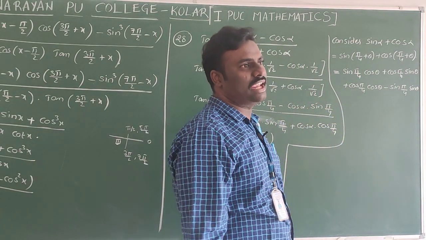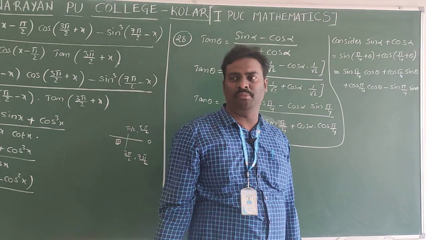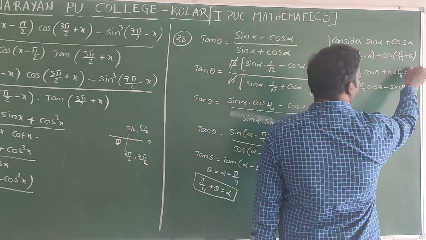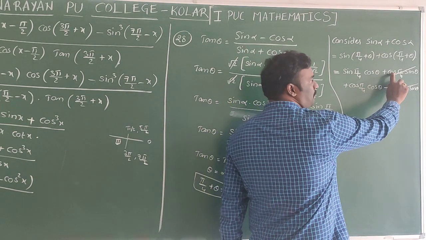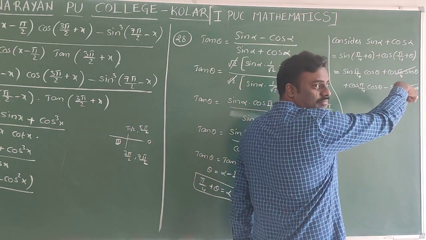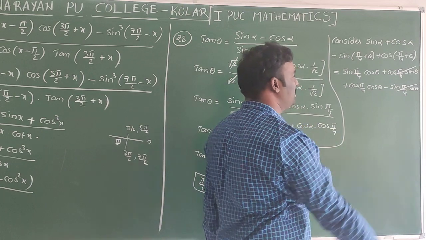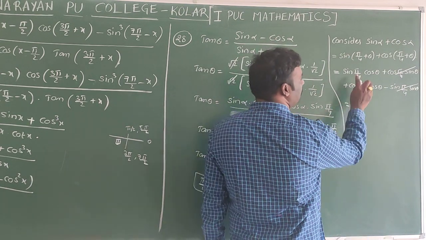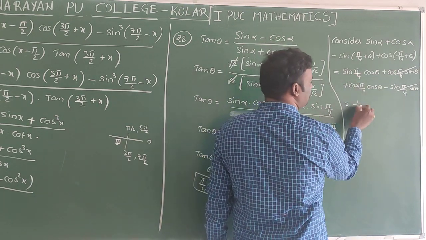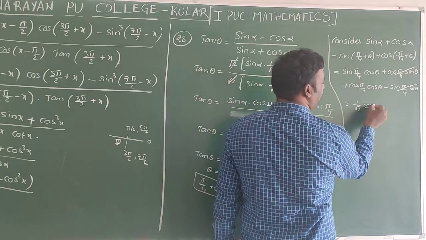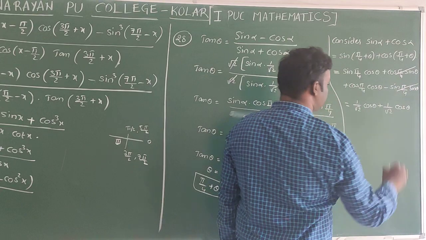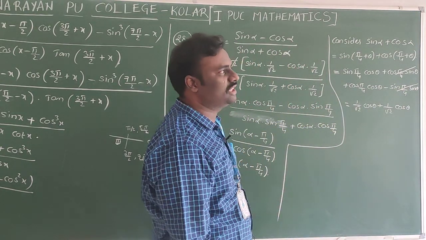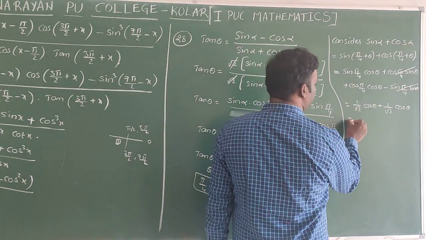But here sin pi by 4 value, cos pi by 4 value, both are same. That's why this and this gets cancelled. Don't confuse. Here cos pi by 4 is there, here sin pi by 4, both are same. One is positive, one is negative, that's why I cancel. Now what is remaining? Sin pi by 4 cos theta, that is nothing but 1 by root 2 cos theta plus 1 by root 2 cos theta. If you take cos theta common, 1 by root 2 plus 1 by root 2, that is nothing but 2 by root 2, that is nothing but root 2 cos theta you will get.